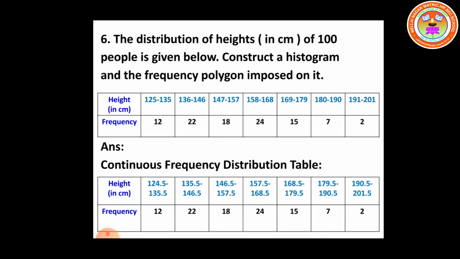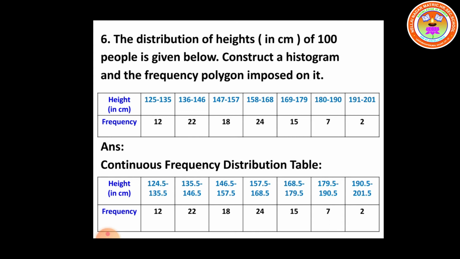124.5 to 135.5, 135.5 to 146.5, 146.5 to 157.5, 157.5 to 168.5, 168.5 to 179.5, 179.5 to 190.5, 190.5 to 201.5, and the frequency will not be changed. They are the same.